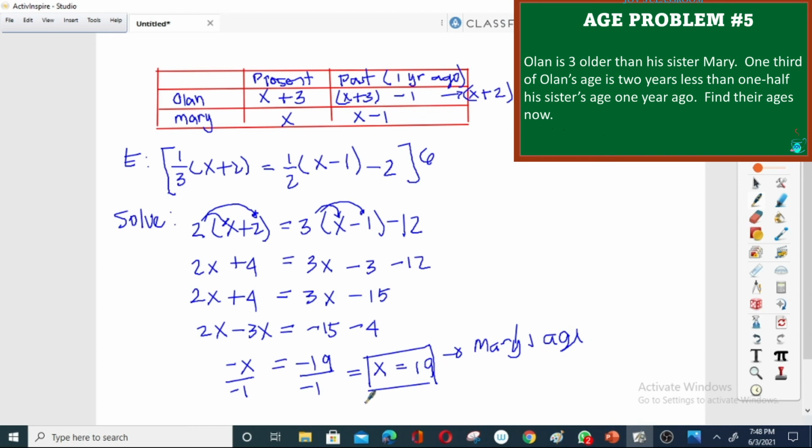And x plus 3 is equal to 19 plus 3, which is equal to 22. 22 is Olan's age.